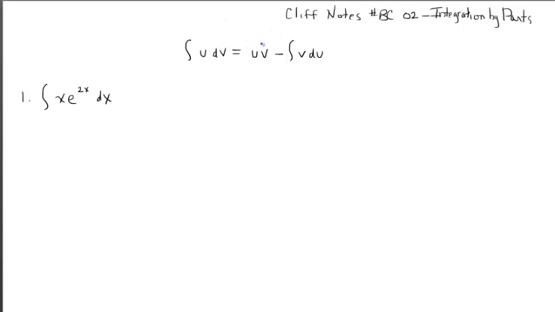All right, so for our first example right here, once we establish that parts is necessary, you want to use LIPET, L-I-P-E-T, to help you determine what is the u part of this integration process. Following the LIPET guideline, L stands for logarithmic. We don't have a logarithmic factor. I is inverse trig. P is polynomial. X is certainly a polynomial, so we're going to start there. U is going to be our x.